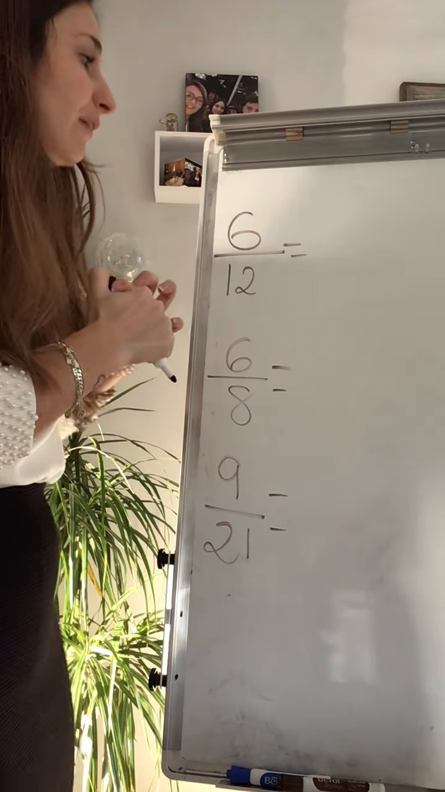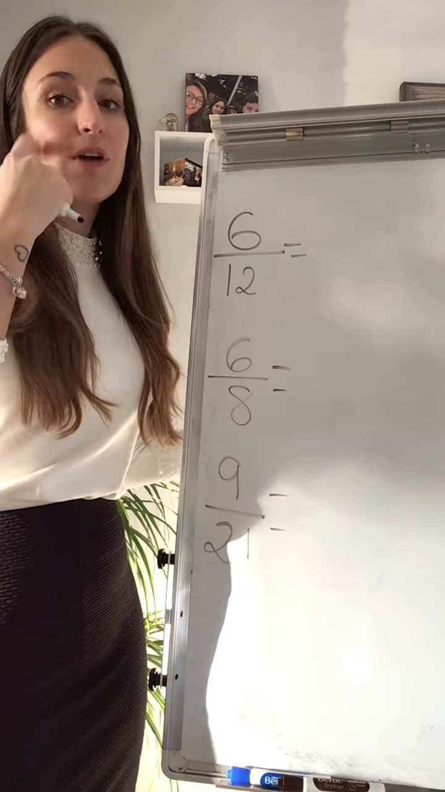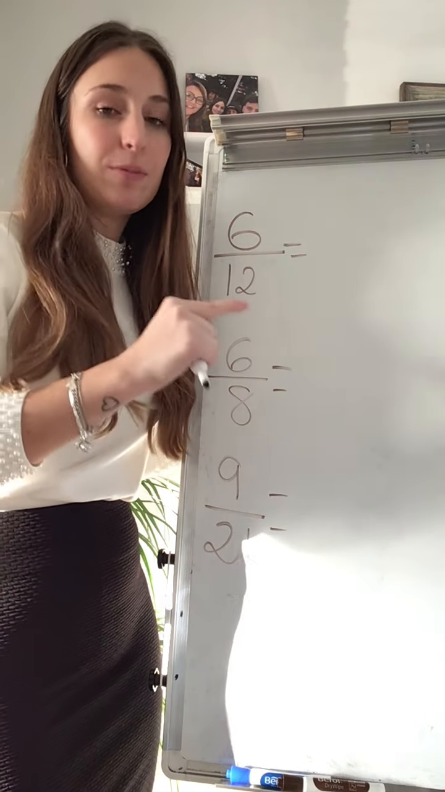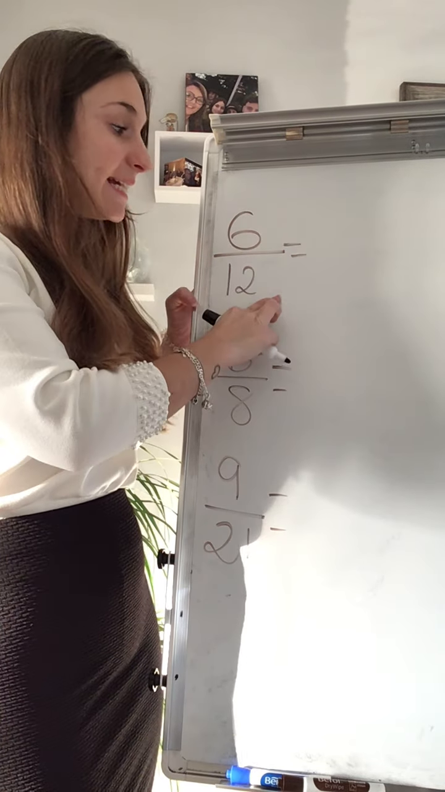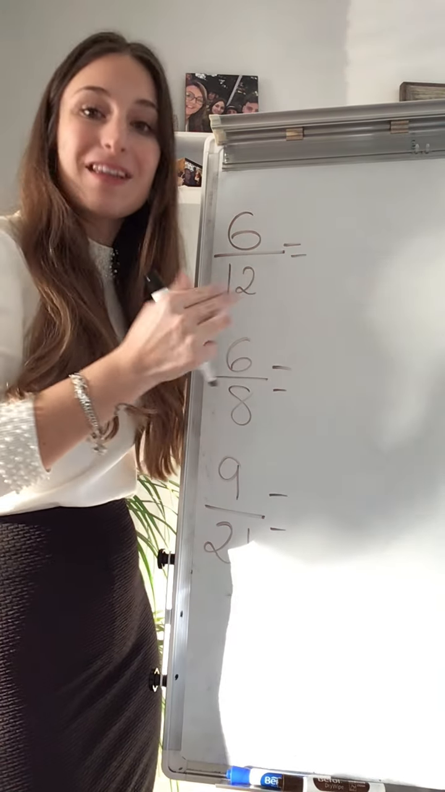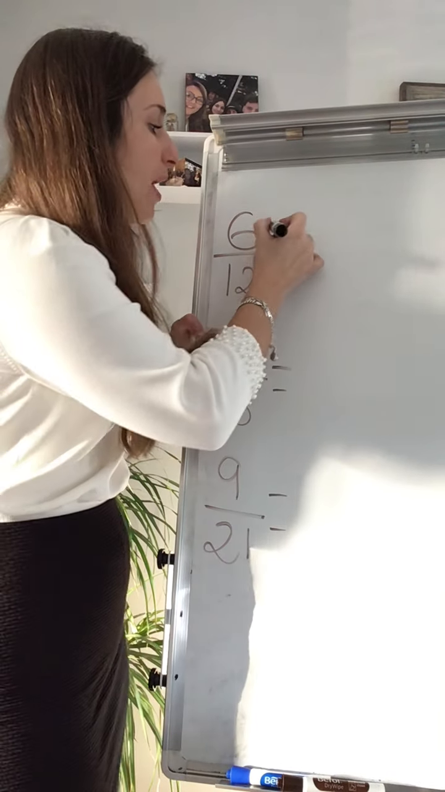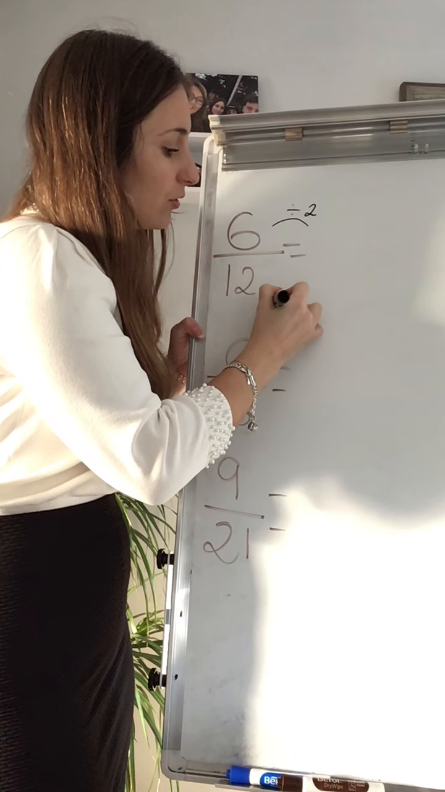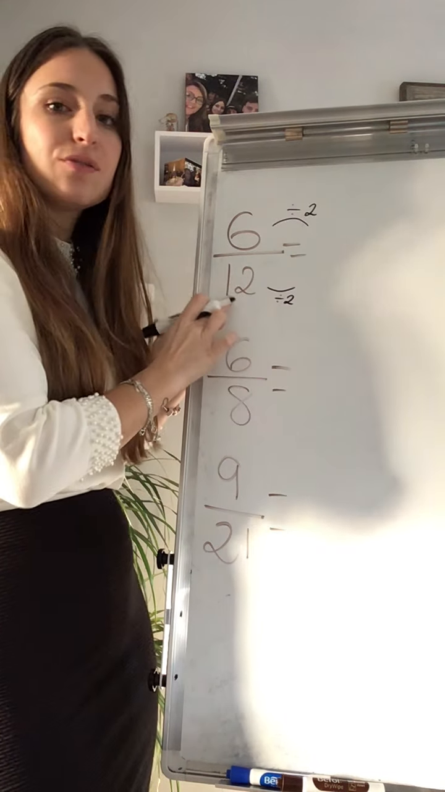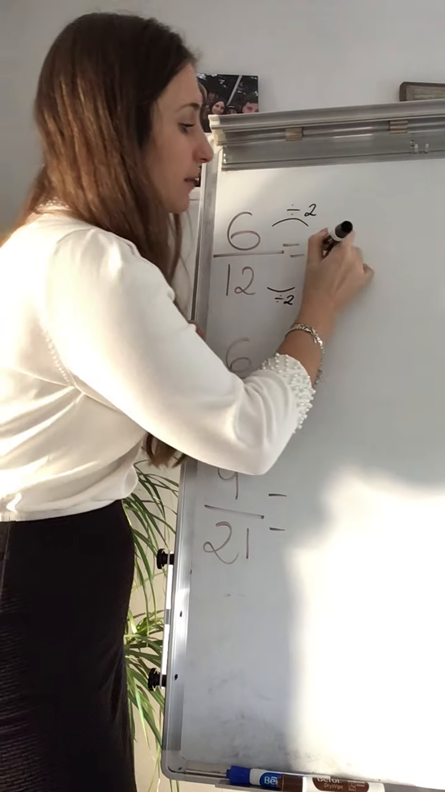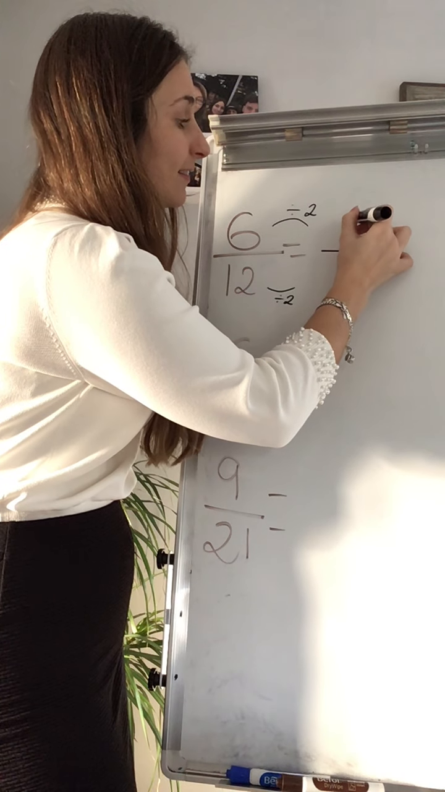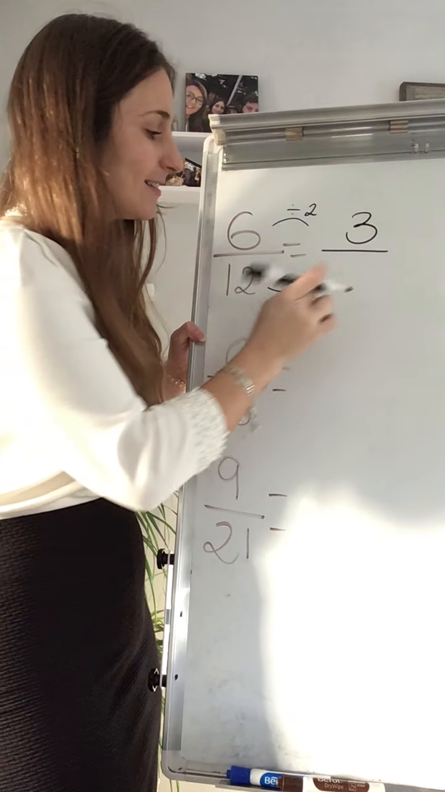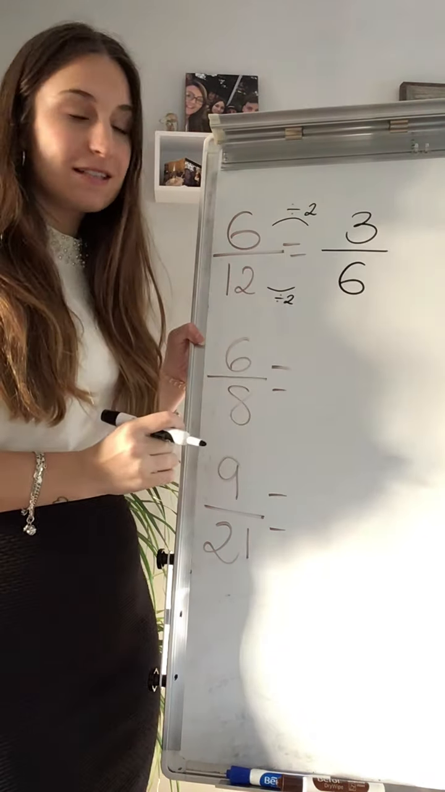You had 6/12. We saw that to find an equivalent fraction, we can divide by the same number or we can multiply by the same number. Because I have 6 and 12, and I know that 6 and 12 are on my 2 timetable, I am going to do my first one dividing by 2. I'm going to find the equivalent for this fraction by dividing by 2. 6 divided by 2 is, well done, 3. 12 divided by 2 is, well done, 6.